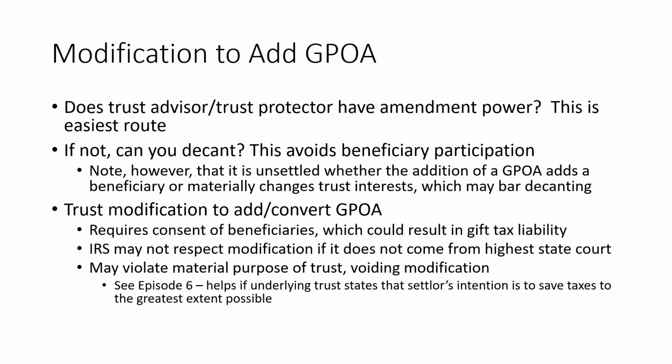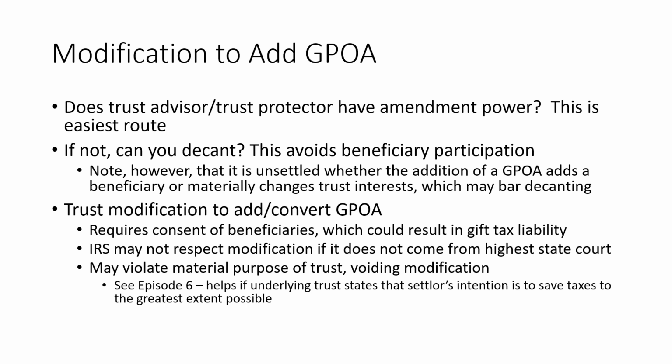Now, this is an issue because it requires the consent of beneficiaries, including unborn or unascertainable beneficiaries that have to be virtually represented. So it can be hard to get that consent across the board, and each beneficiary's consent and signature could result in gift tax liability to them. It's also important to note that the IRS may not respect a modification if it does not come from the highest state court. We've talked about that before, but it kind of depends on the state and the Uniform Trust Code and how that's analyzed on a broad basis.